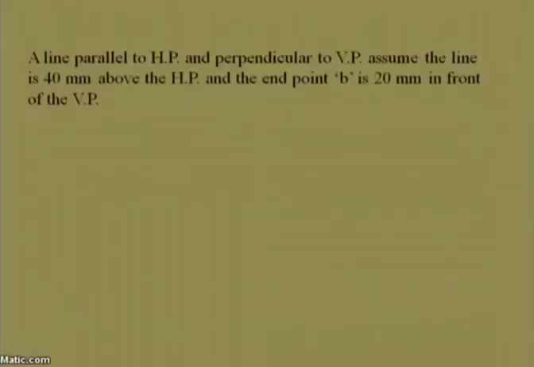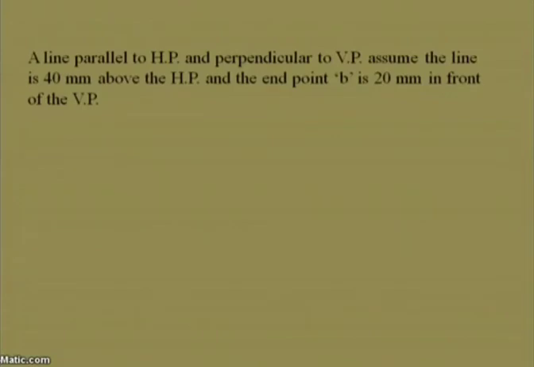Hello everyone. Now we are going to discuss how to draw orthographic views for a particular straight line when it is parallel to the horizontal plane and perpendicular to the vertical plane. Here I am assuming the line is 40 mm above the horizontal plane and one of the end points, B, is 20 mm in front of the vertical plane. So how do we draw the front view and top view for this particular straight line?